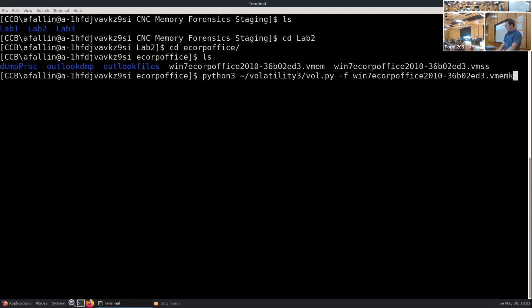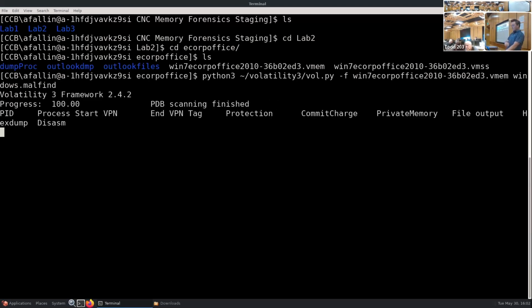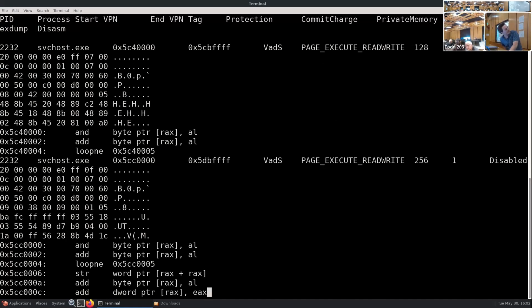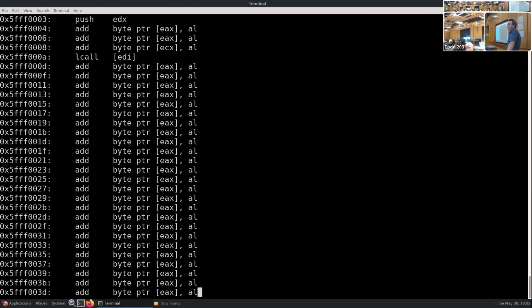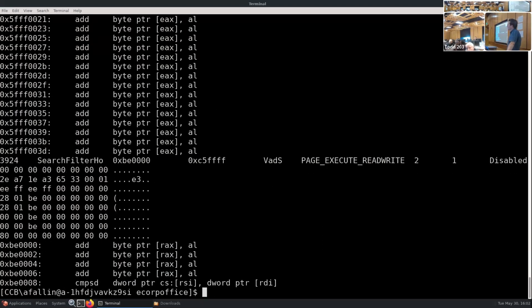WinCorp.vmem. And now we can do windows.malfind. So if we run this, Volatility is going to do its thing, sift through the VMem file, and then start spitting out some processes that are potentially malicious.